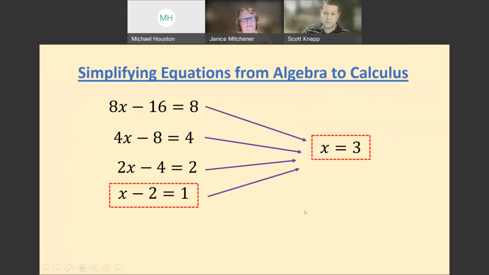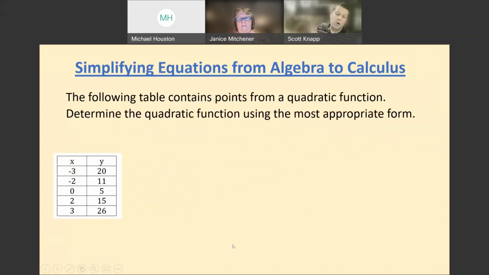And I know it seems simple, like the initial equation, 8x minus 16 equals 8 isn't so bad, but x minus 2 equals 1 is even better, and to look for that in their work. Okay, a couple more examples, and then I'll pass it off to Jan here.